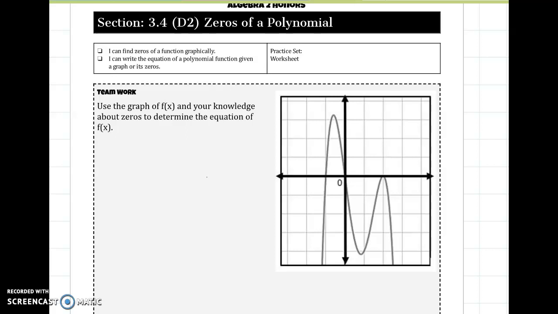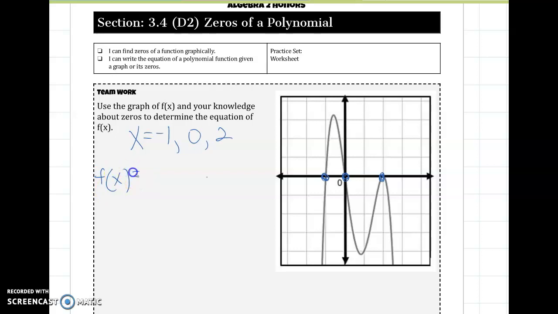Now, if you look at the problem, use the graph of f of x and your knowledge about zeros to determine the equation. I can find on my graph that I have a 0 here, here, and here. That means my zeros are -1, 0, and +2. To create an equation, I can put it in intercept form.